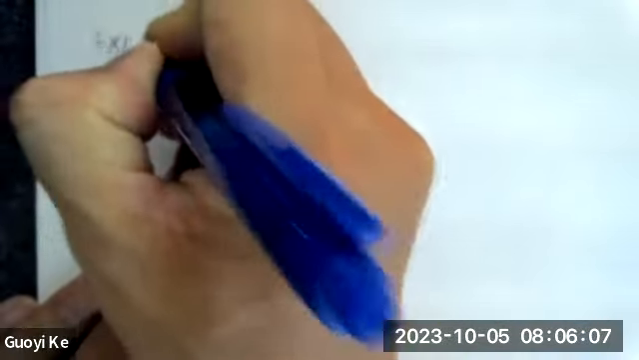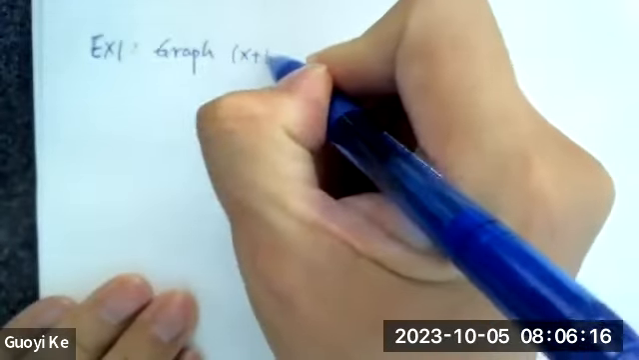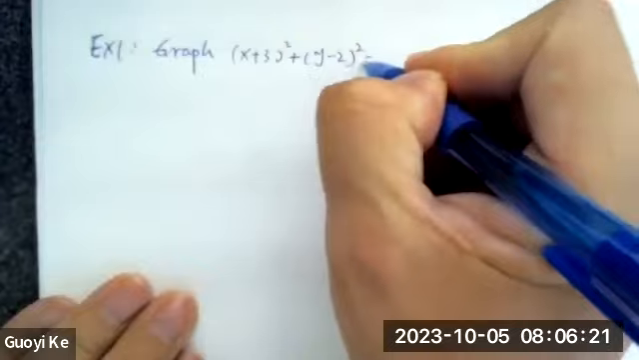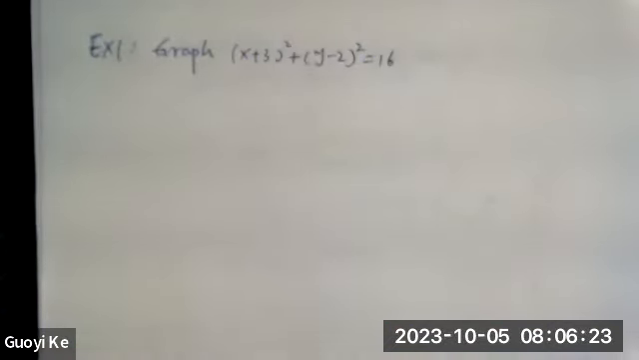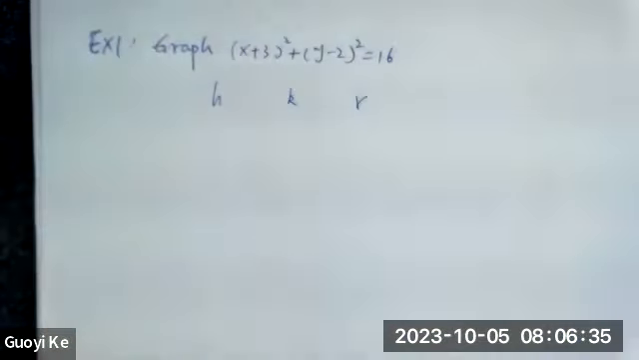Example 1. Graph (x + 3)² + (y − 2)² = 16. Okay, how to graph this one? The first step, we need to write down the center and radius. So H, K, and R. I'll give you guys 1 minute to write down the H, K, and R.